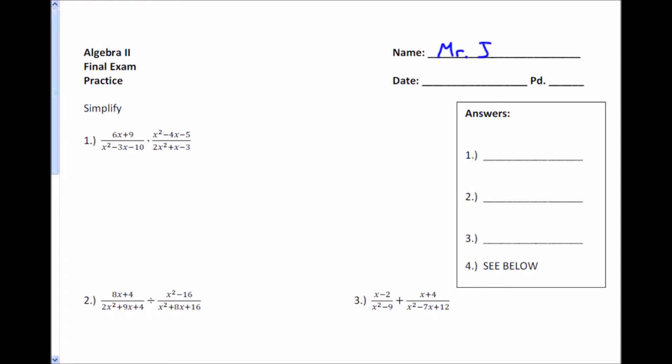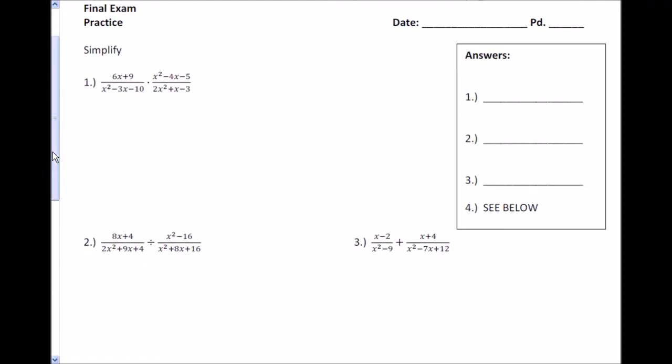If we take a look at this first one, we're multiplying these two things. Remember, when we're multiplying rational expressions, we want to reduce everything as far as we can first, so I have to factor everything completely. In this numerator, I can factor out a 3, which leaves me with a 2x plus 3. The denominator, I build a bridge, and I factor. This is going to factor into an x minus 5 and an x plus 2. Over here, the numerator is going to factor into an x minus 5 and an x plus 1.